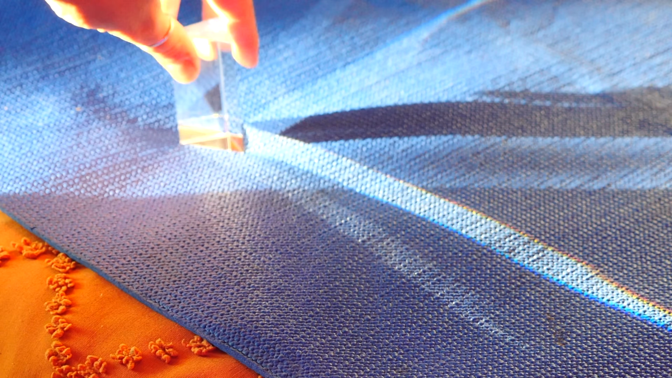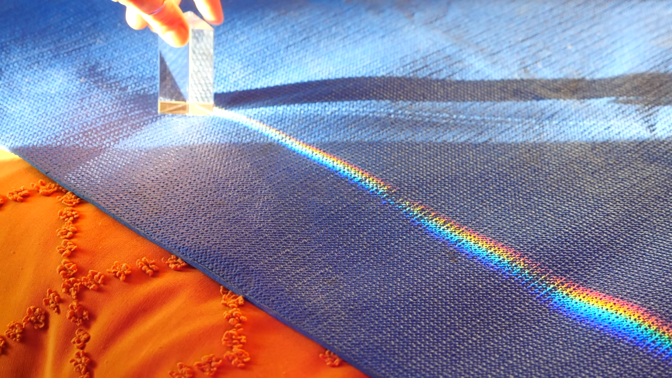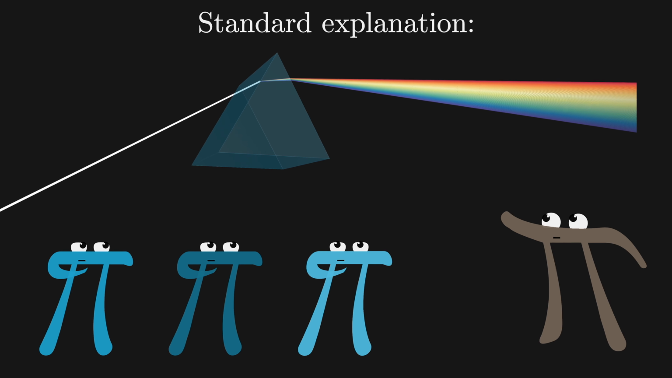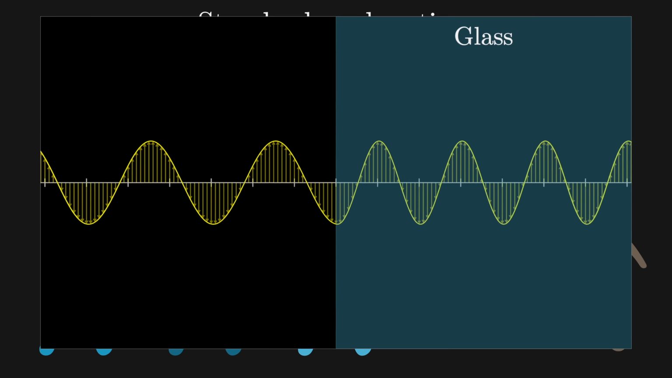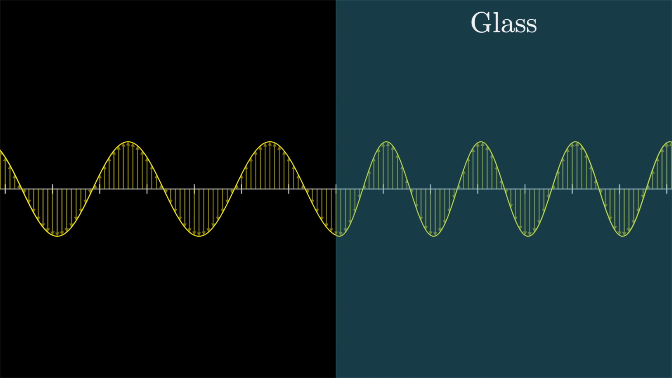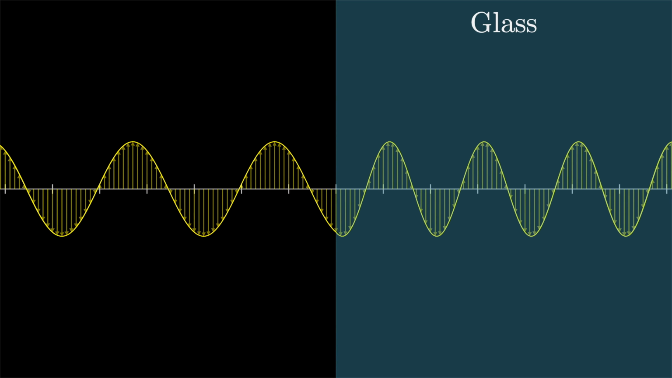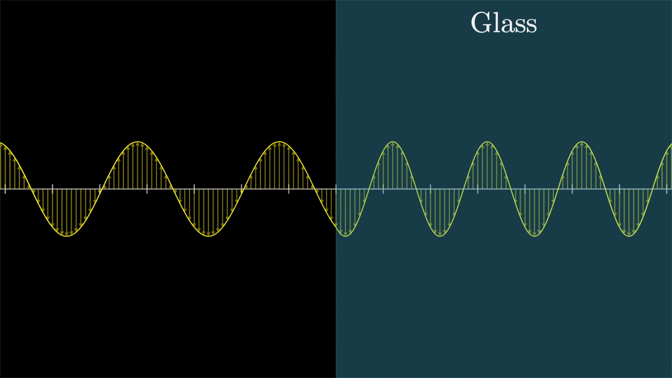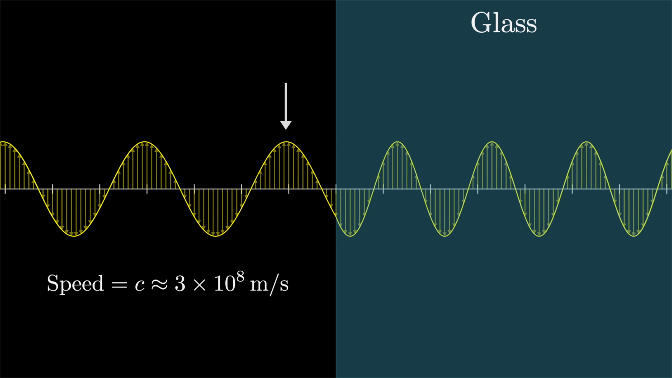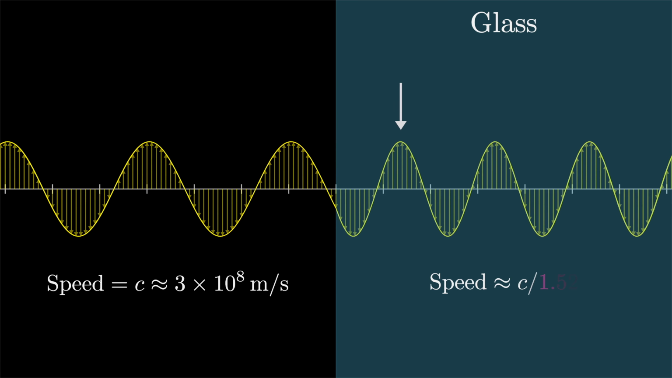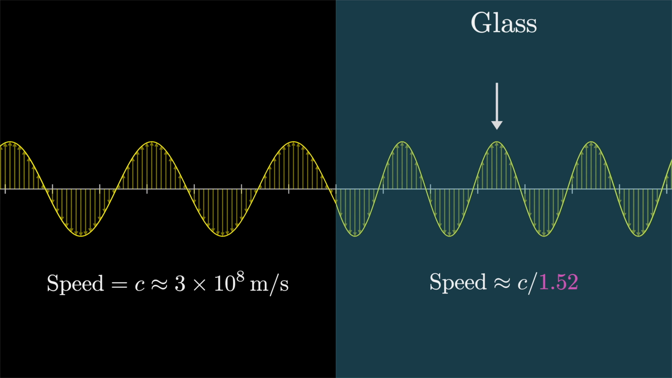I realized recently that I didn't really understand how a prism works. The standard explanation, what you might hear in a high school physics class, for example, goes something like this. When light enters a medium, like glass, it slows down, in the sense that if you look at the crests of the wave, in a vacuum those crests are traveling at c, the speed of light, but inside the glass those crests will be traveling a little bit slower.